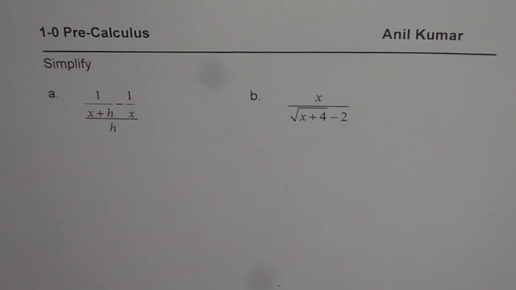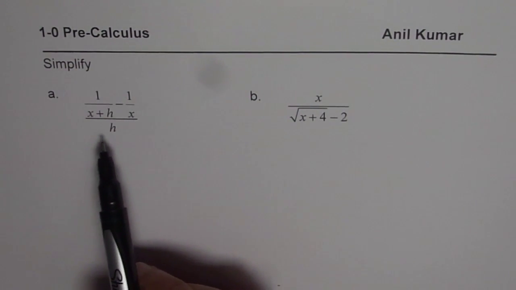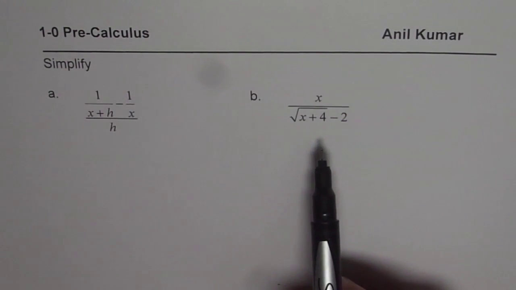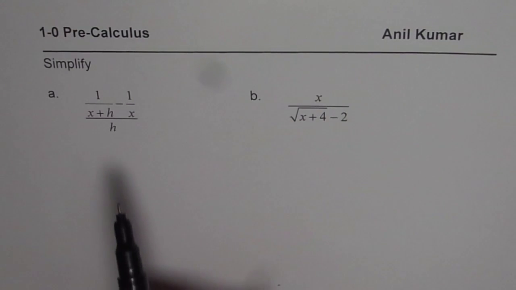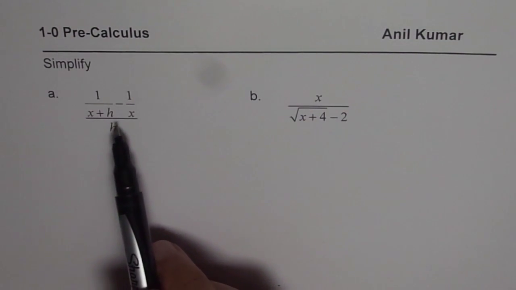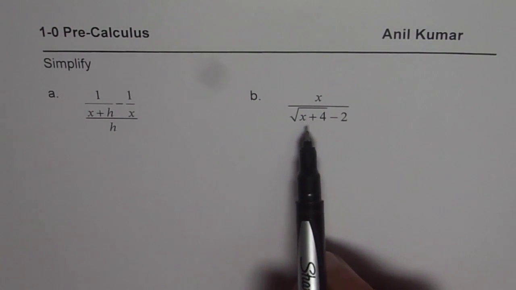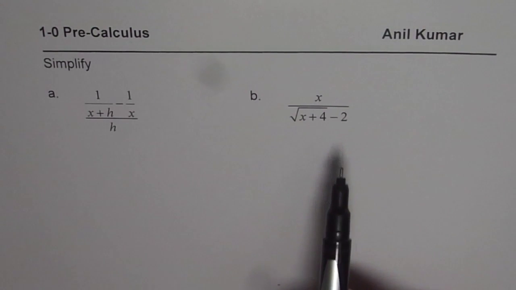These two expressions are related to, the first one is kind of a multi-layer fraction, and the second one is rationalization. So in the first one, it is 1 over x plus h minus 1 over x, divided by h. We need to simplify it. And the second one, we need to rationalize x over square root x plus 4 minus 2.